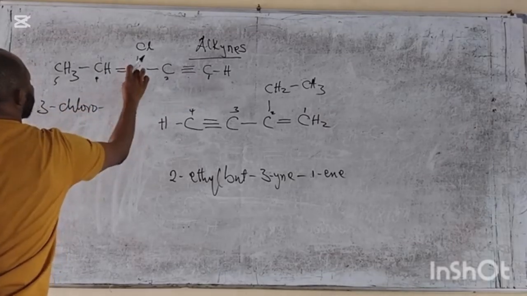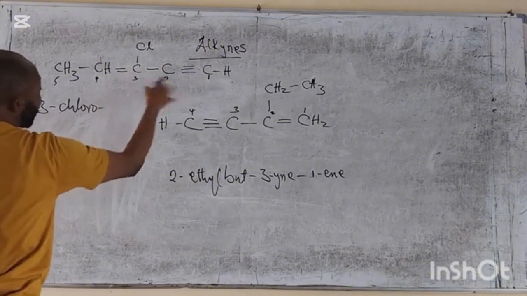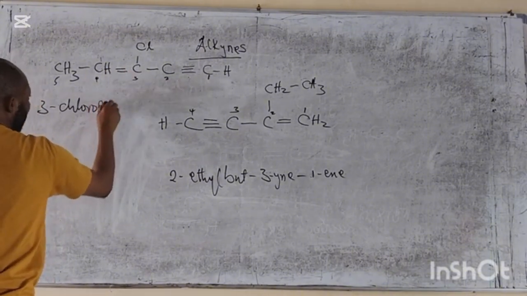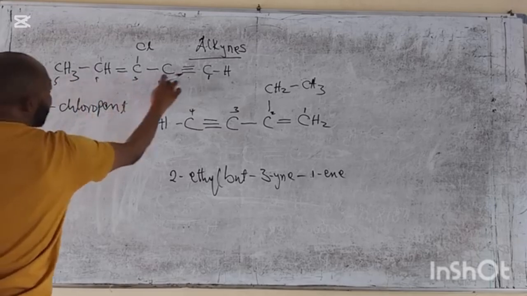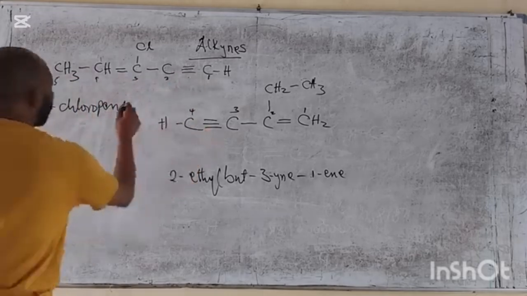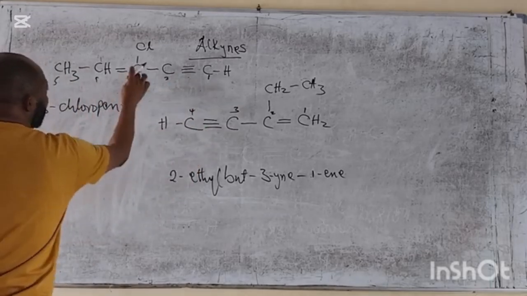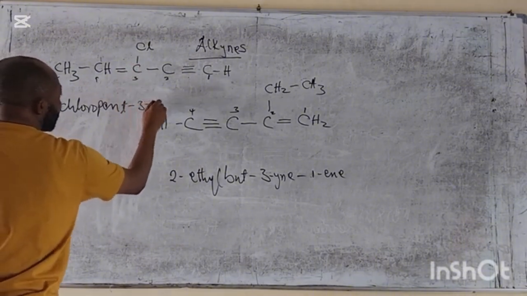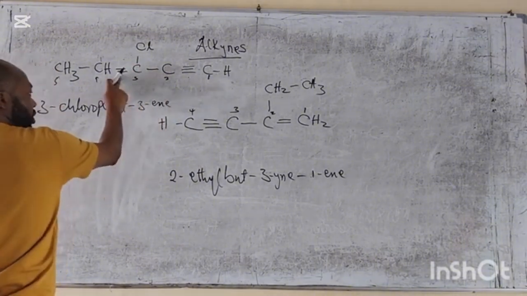Okay, yeah. 3-yne. No, pent. We're in pentene, 3-chloro. Pent, because it's 5. Remember, 1, 2, 3, 4, 5. So it's pent. What is this? It's in 3, 3-ene, which is the double bond.